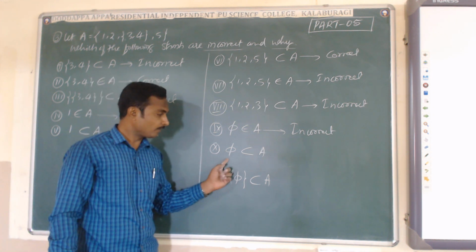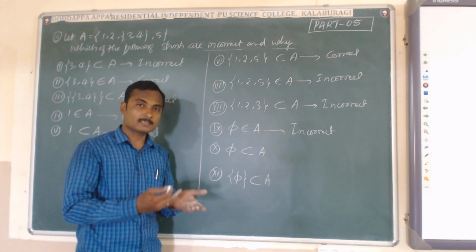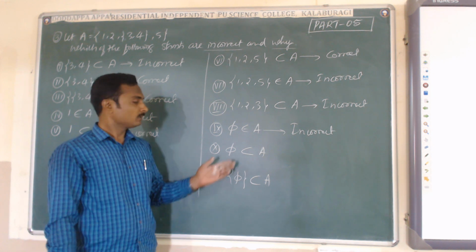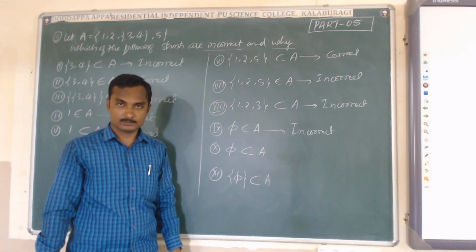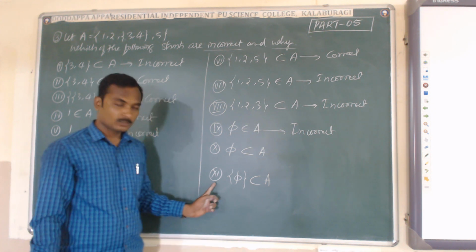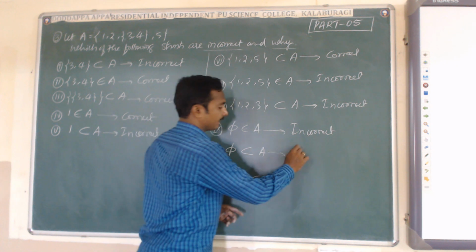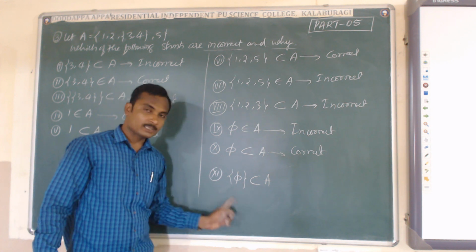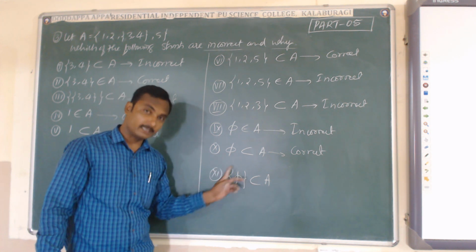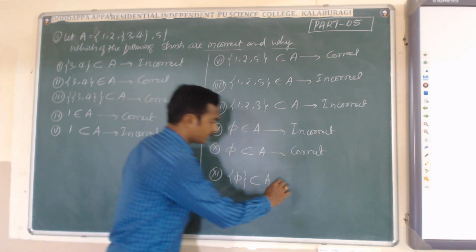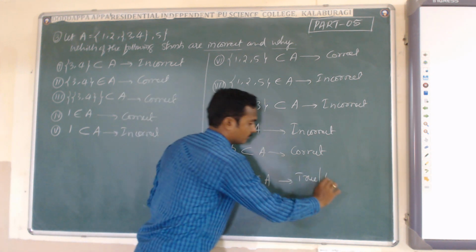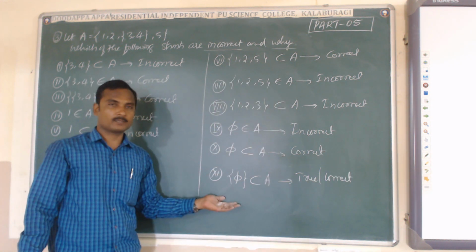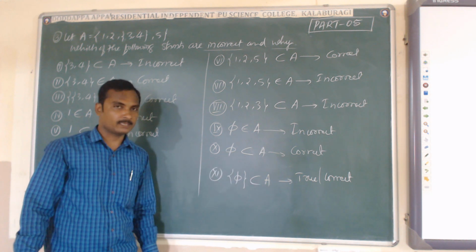Coming to the 10th one, 5 is a subset of A. Yes, as I just told you, 5 is definitely a subset of A, because 5 is a subset of any set. Coming to the 11th one, this is the correct answer. Coming to the last one, the set which contains 5 is a subset of A. Definitely true. Correct, right? The 5 is always a subset of A. So note down this.